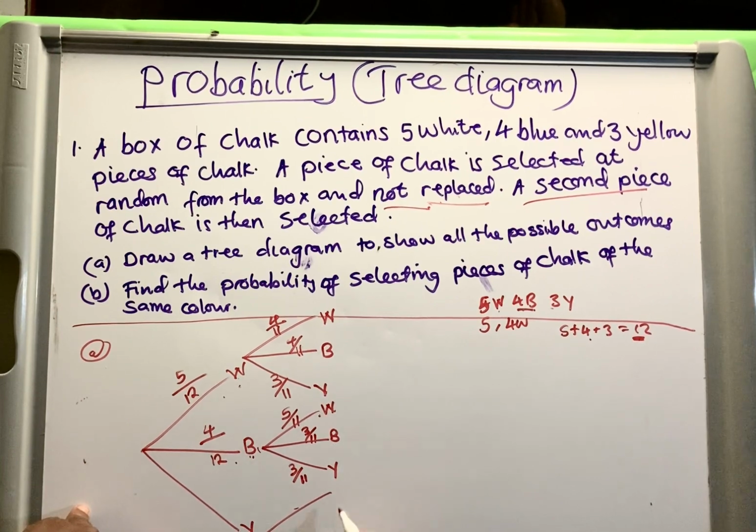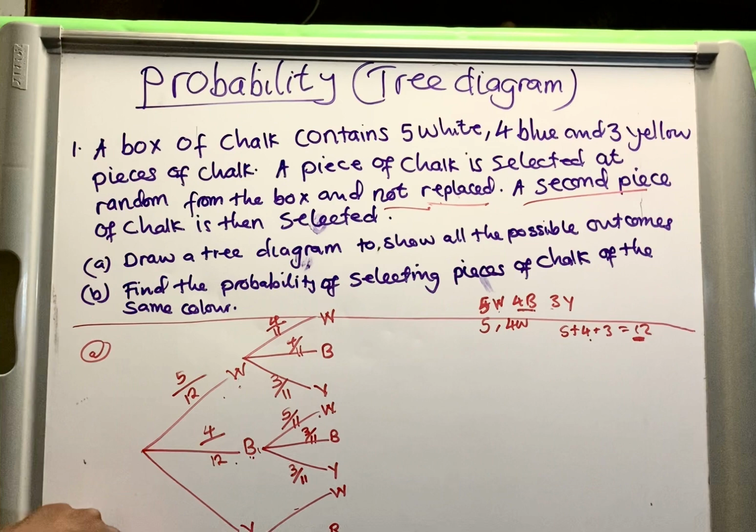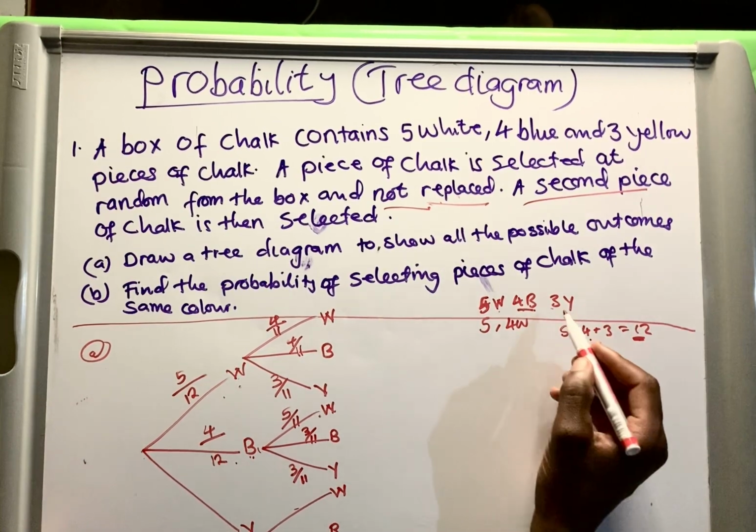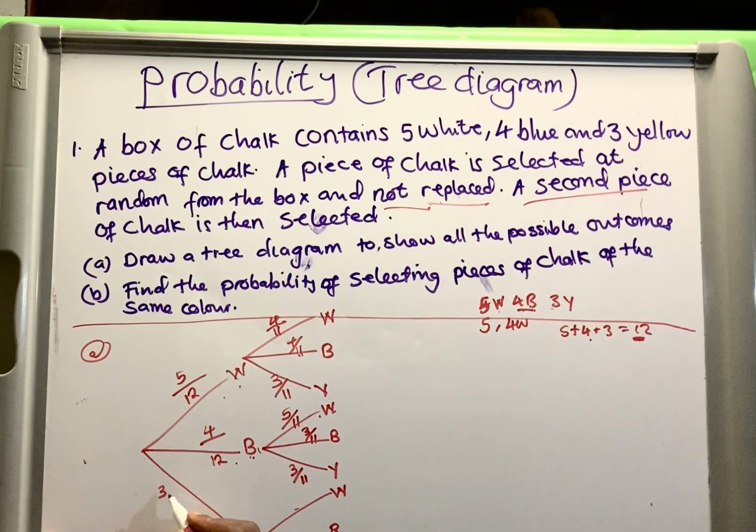Again, we need to have 3 lines there. We have white, we have blue, and the yellow there. Okay. So the first part is showing that in the first place we had picked a yellow chalk. So how many yellow chalk do we have? We have 3 yellow. So 3 over the total 12.